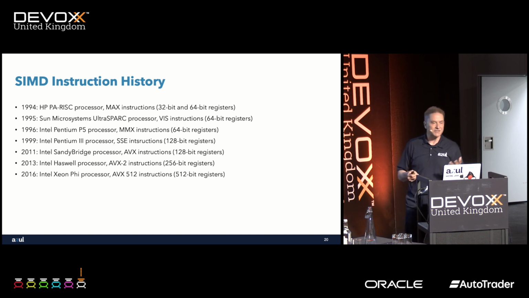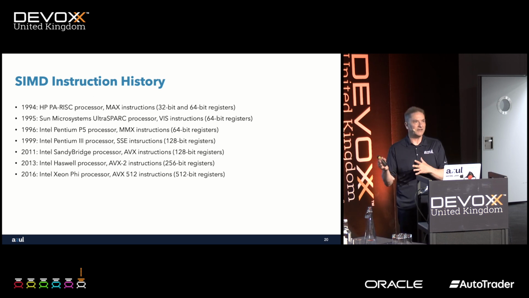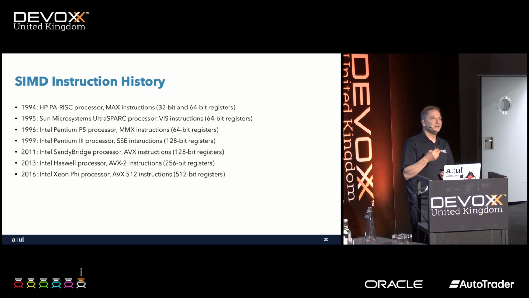I won't go through all of it, but basically, back in the mid-90s, this became popular because people started doing a lot more multimedia stuff. Desktop computers were playing video and doing graphics rendering, so it made a lot of sense to be able to do numerically intensive operations quickly. In 1994, HP started off with PA-RISC. In '95, we had Sun Microsystems, who I used to work for, with the UltraSPARC processor.